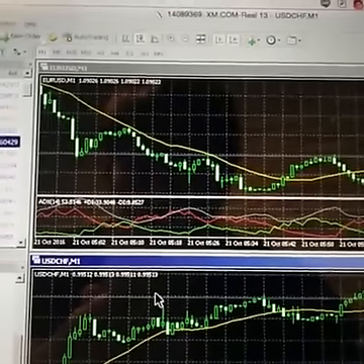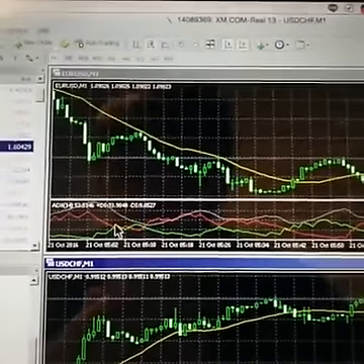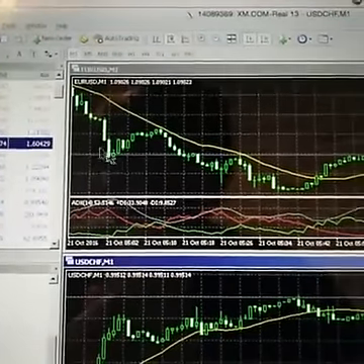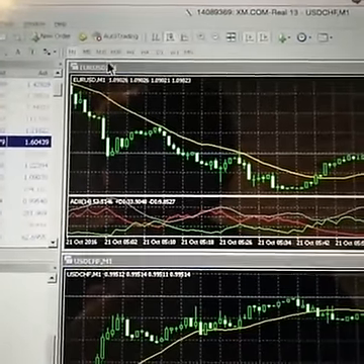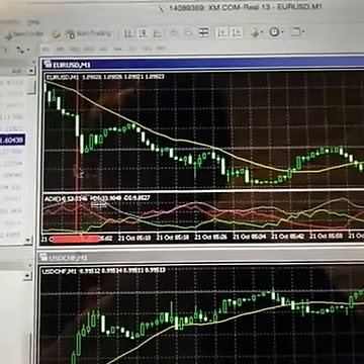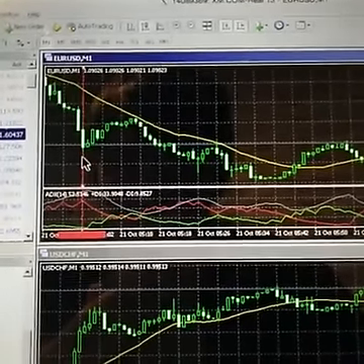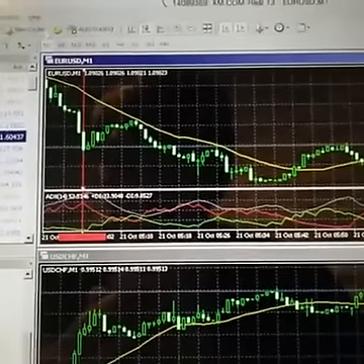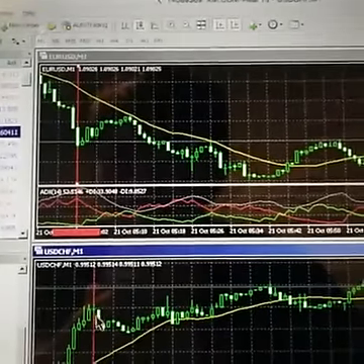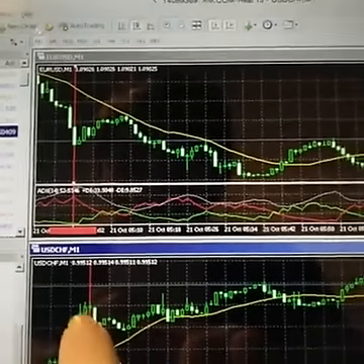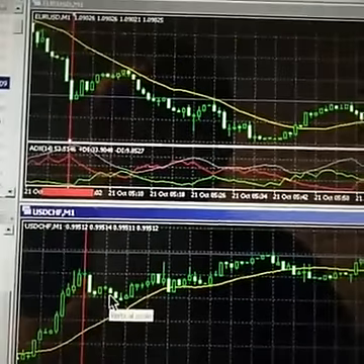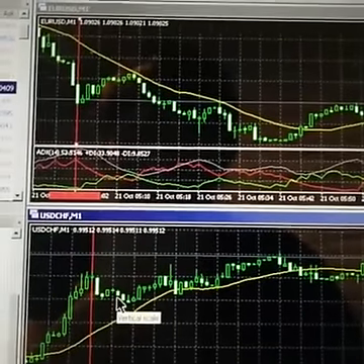and out of sync. For example, this one here, this reversal happened at this spot on the Euro USD. But it wasn't until 3 bars later that it happened on the USD CHF.